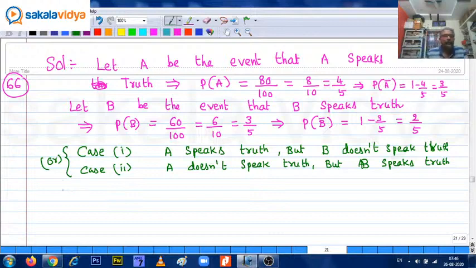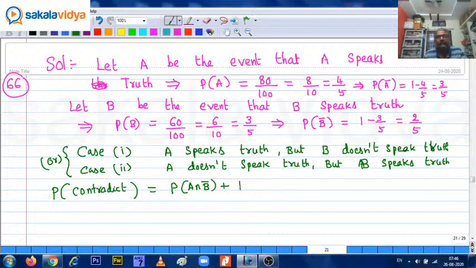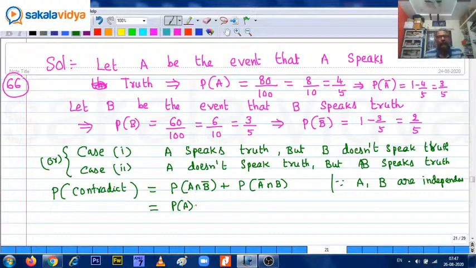Symbolically, we need to write the probability that they contradict each other is equal to P of A speaks truth and B does not speak truth, that means P of A intersection B bar, plus P of A does not speak truth and B speaks truth, P of A bar intersection B. Here A and B are independent persons, so the events are also independent. Now we can apply the multiplication theorem: P of A into P of B bar plus P of A bar into P of B.